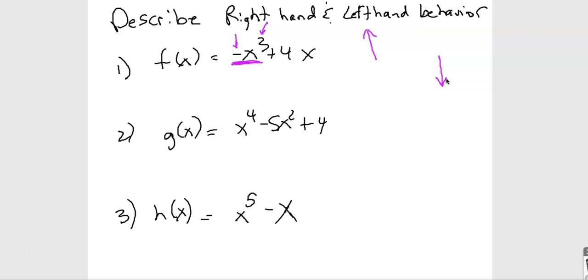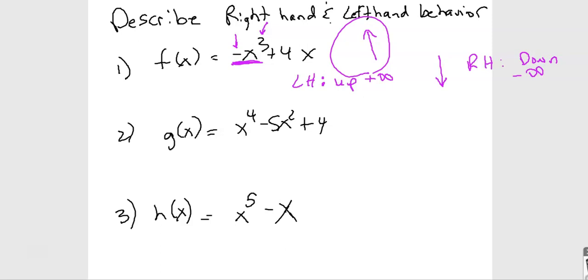So notice the left hand behavior, that's the left hand behavior. If you're doing left hand behavior, what will the left hand be doing? It's going up towards positive infinity. And the right hand behavior is going to be going down towards negative infinity.